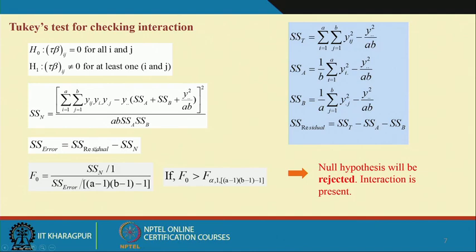Now you will calculate a statistic F0, which is SSN by its degrees of freedom divided by SS error by 8 degrees of freedom, and if this quantity is greater than the threshold F value, then the null hypothesis will be rejected, and interaction will be present. Our null hypothesis is no interaction. Okay.